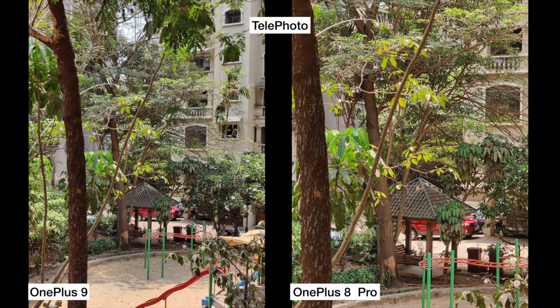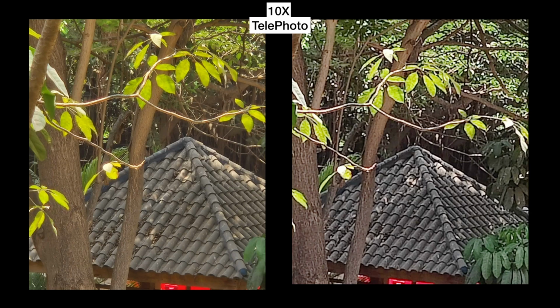Now let's zoom in a little bit. So we have a 10x on both the lenses, and as you can see the OnePlus 8 Pro is doing really well on the left and the OnePlus 9 is on the right. It is very grainy and it is starting to get blurred.